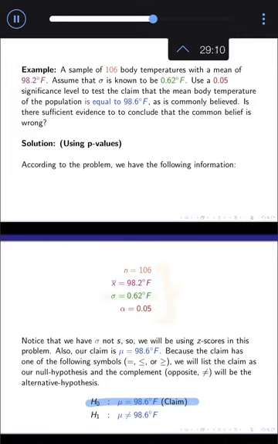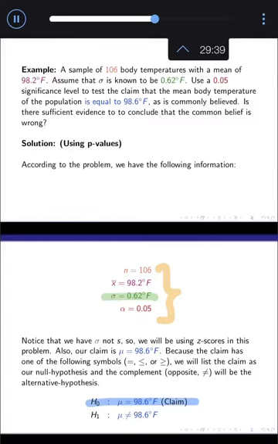Notice the other information that was given in the problem above. Your sample size n is 106. Your sample mean was 98.2. They did give you sigma, our population standard deviation, which was 0.62. They even used the symbol sigma. And they told us their level of significance was 0.05.